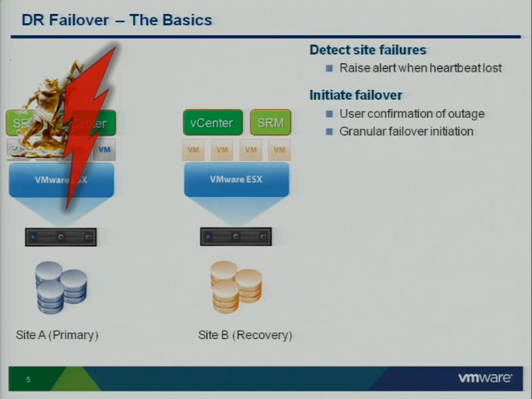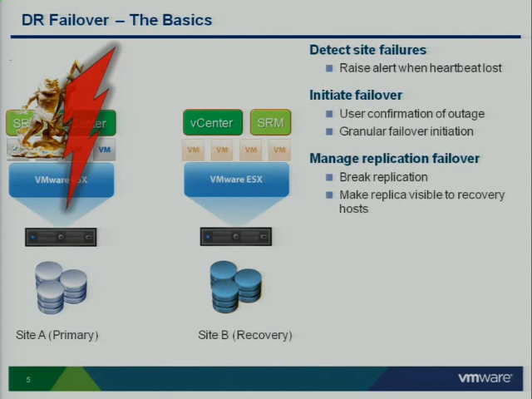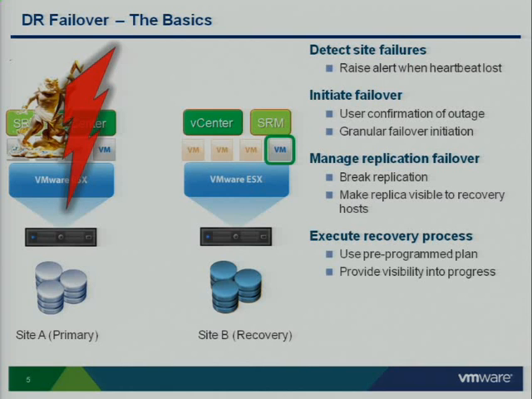The second part is you decide what type of disaster you have. You can have recovery plans in place that say, this is a network disaster, this is a full disaster, this is a partial disaster, and you define which recovery plan you want to start executing. The first thing that happens is that you manage the replication failover, which means you have to expose the LUNs at the recovery site. You expose those LUNs to the ESX servers, and so you make them visible. You start executing the recovery process, which essentially starts powering on the virtual machines on the recovery site.